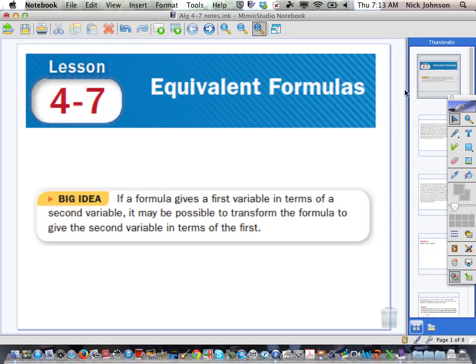Today we're going to talk about Lesson 4-7, Equivalent Formulas. The big idea is if a formula gives a first variable in terms of a second variable, it may be possible to transform the formula to give the second variable in terms of the first. I want you to remember that equivalent formula means equal formulas. So just by doing inverse operations and moving things around, you still have equivalent formulas. It's just that you may want to find something different than what they had solved for in the first place. And we're going to talk about that in just a little bit.